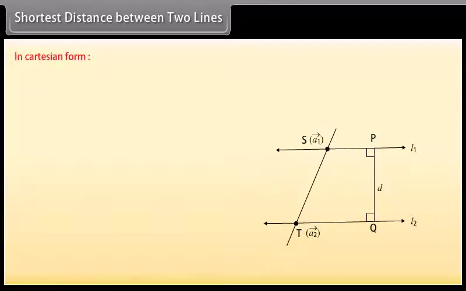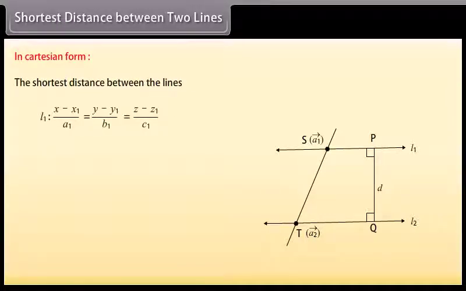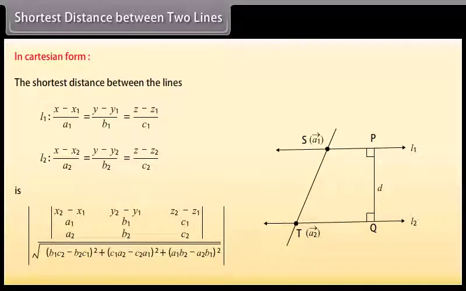In Cartesian form, the shortest distance between the lines L1: (x minus x1) by a1 equals (y minus y1) by b1 equals (z minus z1) by c1, and L2: (x minus x2) by a2 equals (y minus y2) by b2 equals (z minus z2) by c2, is the modulus of the determinant, row-wise, first row x2 minus x1, y2 minus y1, z2 minus z1, second row a1, b1, c1, third row a2, b2, c2, divided by the square root of (b1 c2 minus b2 c1) squared plus (c1 a2 minus c2 a1) squared plus (a1 b2 minus a2 b1) squared.